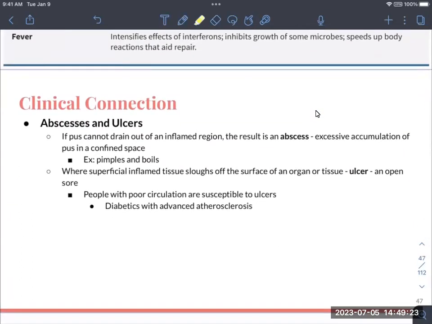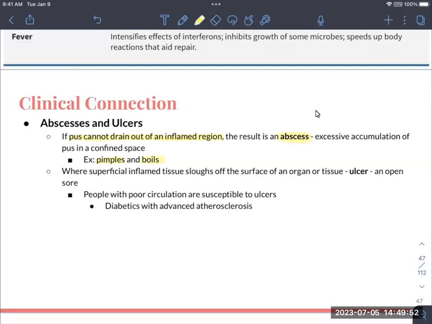Abscesses and ulcers. An abscess is when pus cannot drain out of an inflamed region. That forms an abscess. So pus kind of accumulates in that area. A pimple is an example of an abscess, even boils.